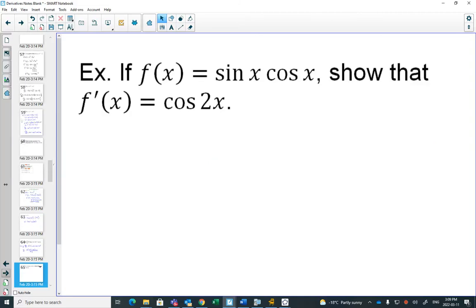Here's a show that question. If f of x is sine x cos x, could you show that its derivative is equal to cos 2x? So first, I'd like you to find the first derivative on its own.